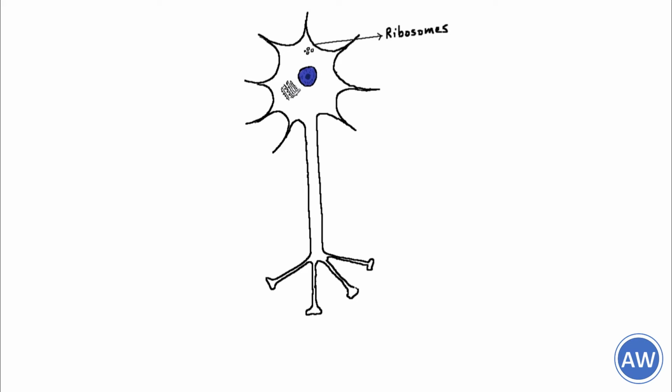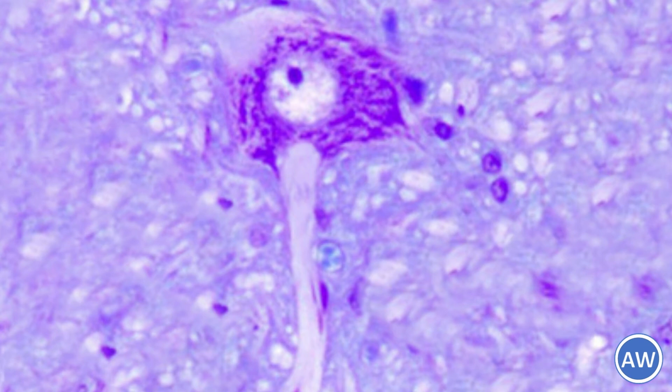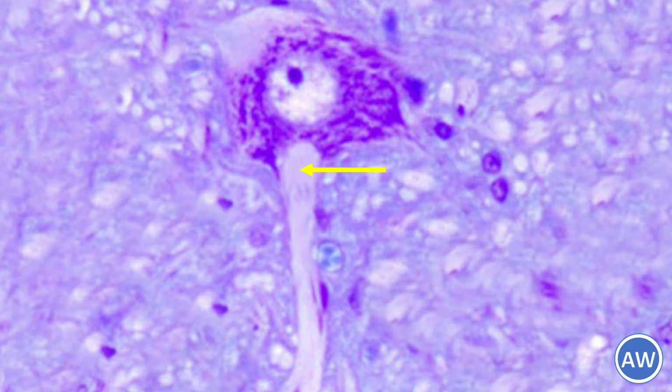The cisternae of the rough endoplasmic reticulum form numerous close, parallel configurations which, when viewed with light microscopy, stain dark blue and are frequently referred to as Nissl's bodies or Nissl's granules. The Nissl's granules are absent at the part of the cell body from where the axon begins. This area is called the axon hillock.